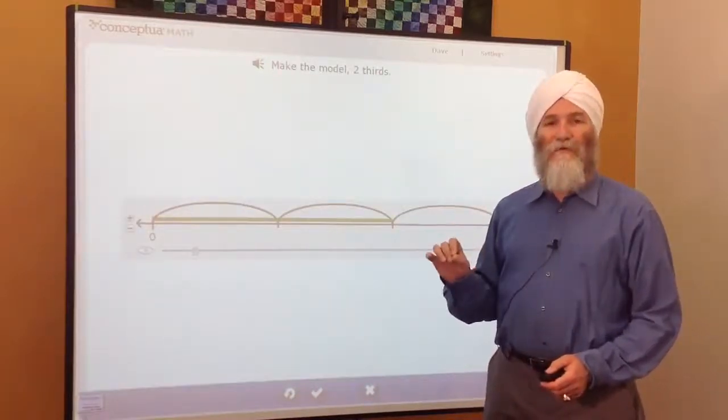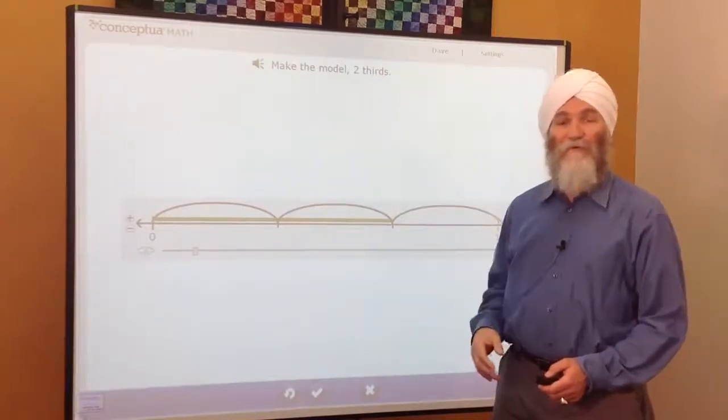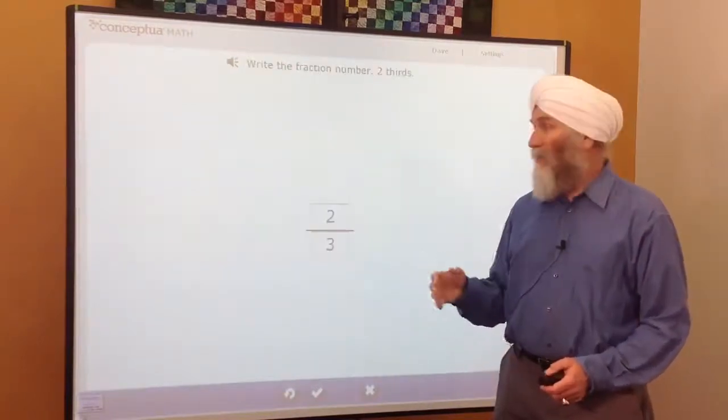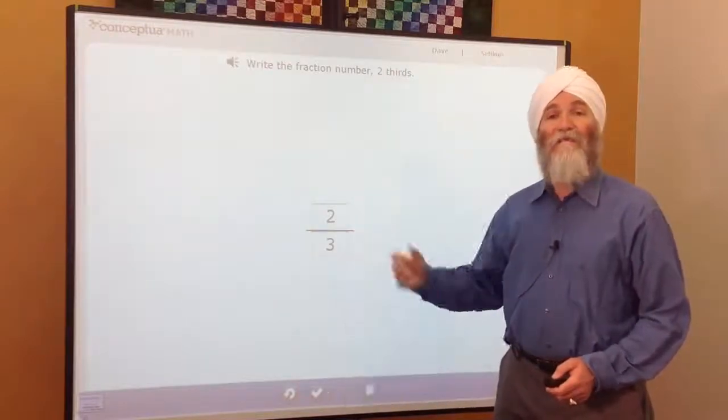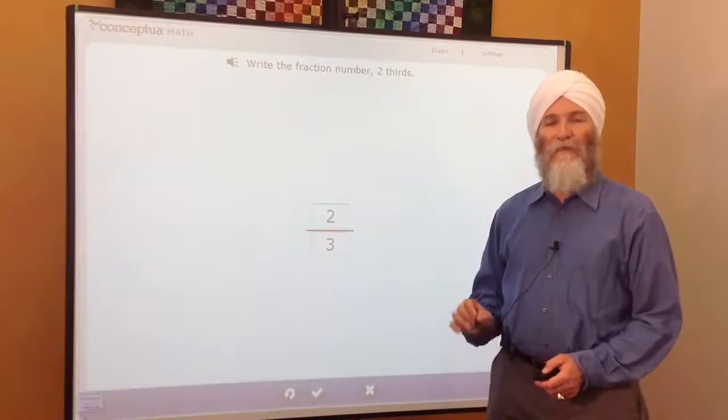Students are then given the opportunity to create a model based on a description. Make the model for 2/3, and then they move on, withdraw the model, actually write the fraction 2/3. 2 weeks, and they understand this.